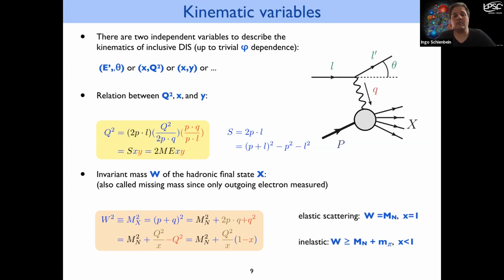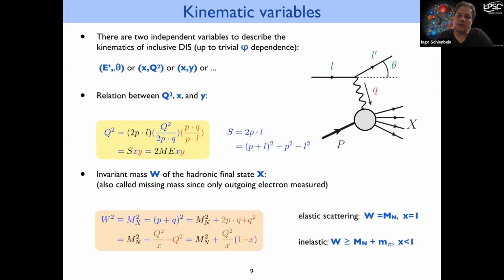And the invariant mass W of the hadronic final state can also be quite easily calculated. This is in this box. So W squared is then, at the end, the nucleon mass squared plus Q squared over x times (1 minus x). And so the invariant mass W of the produced hadronic system is important for certain discussions.